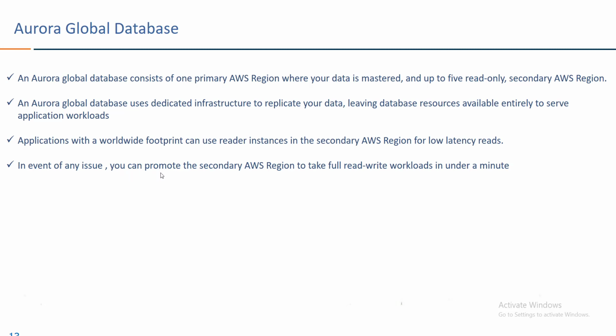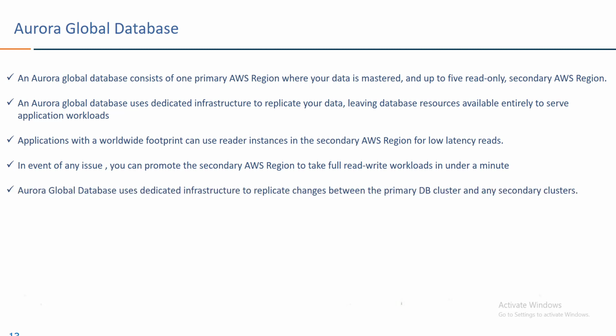In the event of any issue, you can promote the secondary AWS region to take the full read-write workload in under a minute. Yes, that is possible. Even if the availability zone, or the region itself, has something wrong, you can activate the secondary region to act as a primary and convert one of the instances into a master for read-write operations. Aurora Global Database uses dedicated infrastructure to replicate changes between the primary DB cluster and the secondary DB cluster.